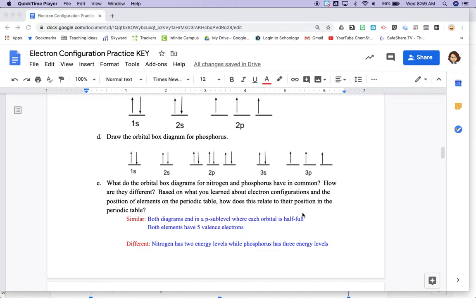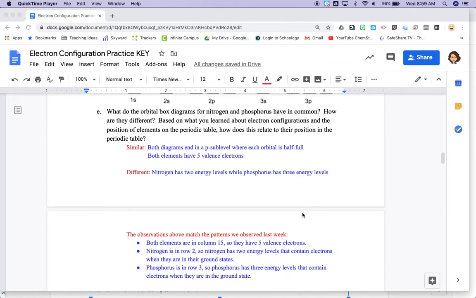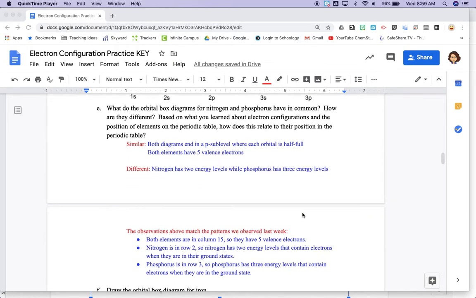Both of the diagrams end in a p sublevel with 3 electrons. They both have 5 total valence electrons, and the difference is that nitrogen has 2 energy levels while phosphorus has 3. To connect that with our periodic table, we observed that both elements are in column 15, so they have 5 valence electrons. Nitrogen is in row 2, so it has 2 energy levels, whereas phosphorus is in row 3, so it has 3 energy levels.